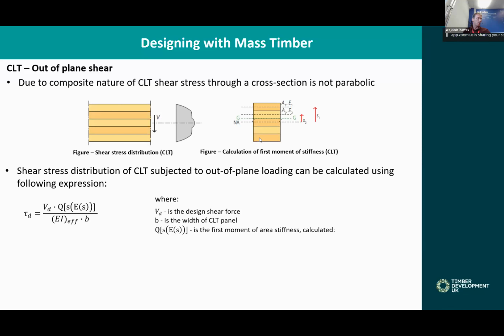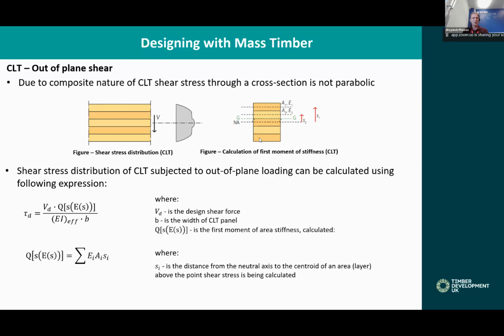It again looks a little scary, but it's actually not. It's very similar to shear stress calculations for solid sections. However, again, the difference is the first moment of stiffness and the effective stiffness of the panel. The first moment of area of stiffness can be calculated using this equation, again considering only the layers that you are interested in.